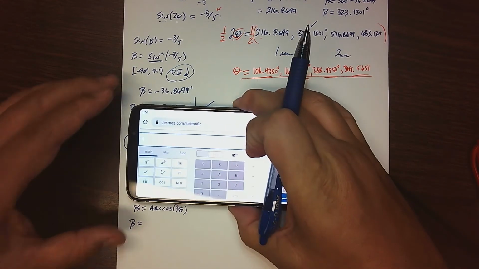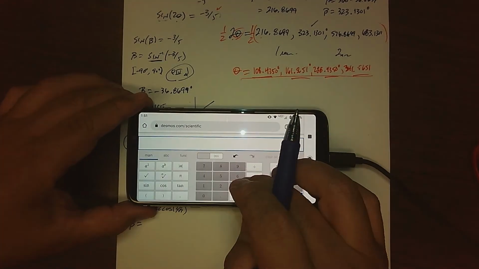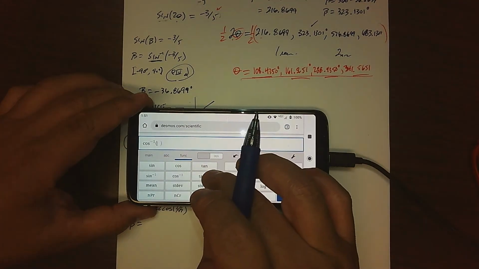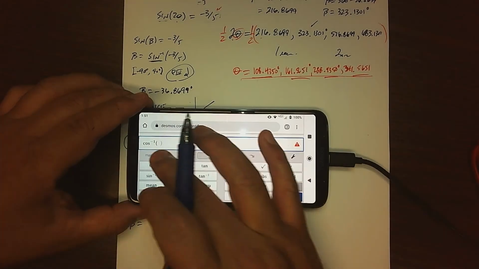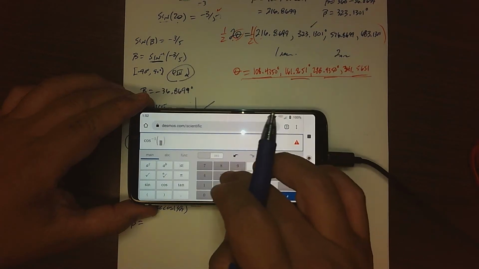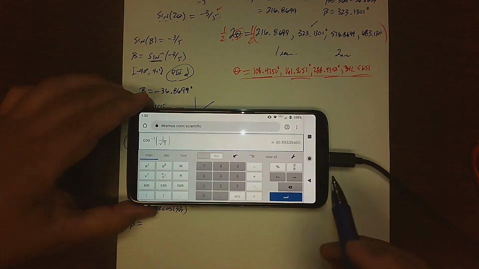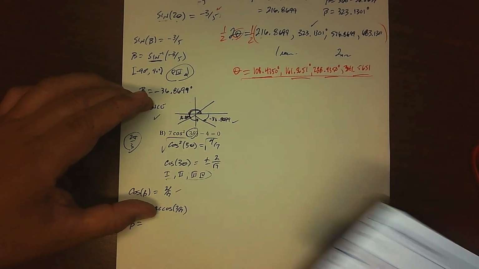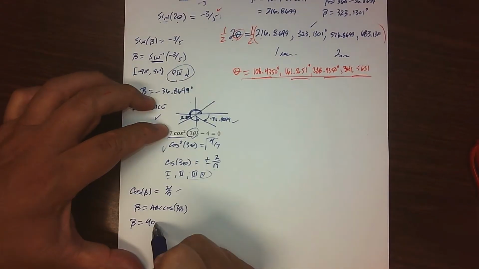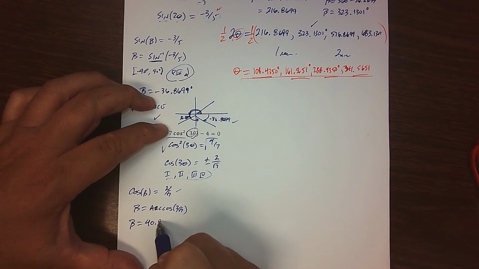So I'll go to my calculator. We are in degree mode, so I'll stay in degree mode, and we're talking about the inverse cosine of 2, all over the square root of 7. So the calculator is giving me 40.8934. So this looks like it's 40 degrees, 0.8934. So that's basically that guy.